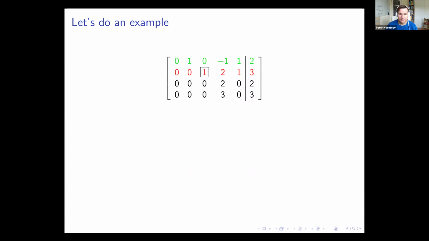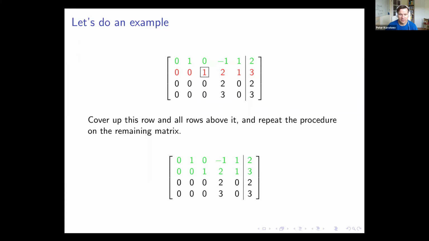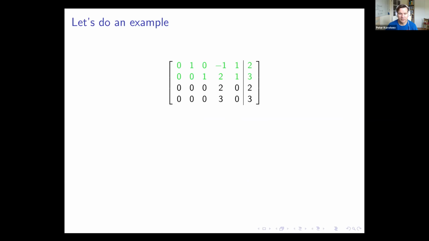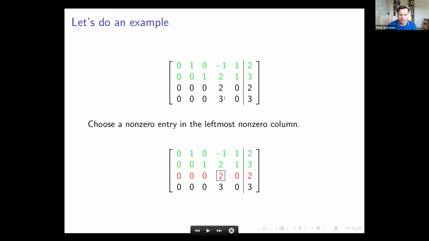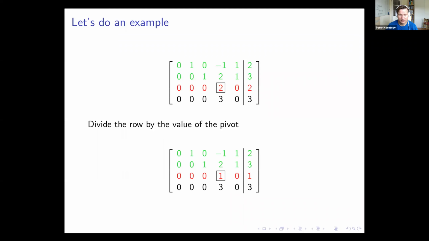And then we need to do this one more time, right? So we're going to cover up this row and then work with the rows beneath it. So these are covered rows. Okay, and you can see that the remaining system of equations looks pretty simple, right? We choose a non-zero entry in the leftmost non-zero column. So it's either 2 or 3. So say we pick 2, this one. Then we divide by 2. So it's going to be like this.